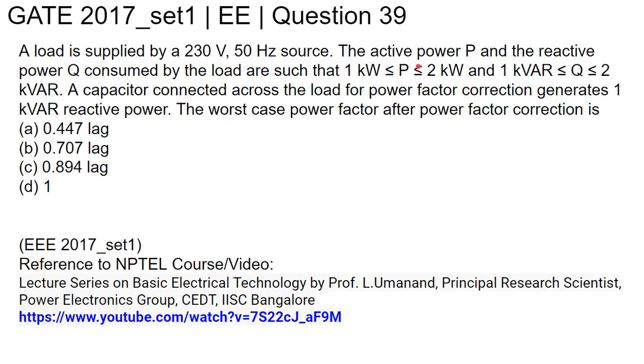The active power P and the reactive power Q consumed by the load are such that P is in the range of 1 kilowatts to 2 kilowatts and Q is in the range of 1 kVAr to 2 kVAr. A capacitor connected across the load for power factor correction generates 1 kVAr reactive power. The worst case power factor after power factor correction is.